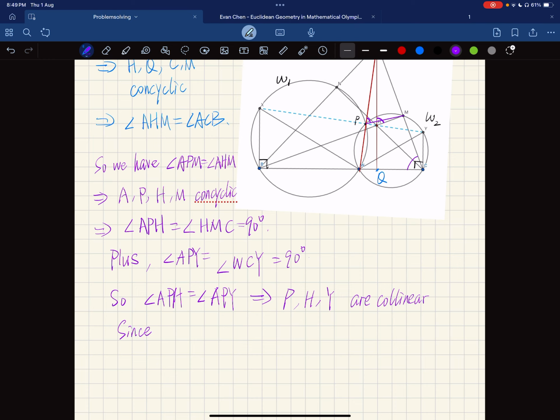Since X is on the line PY, then X, P, H, and Y are collinear, i.e. X, H, Y are collinear. So that's the end of the proof.